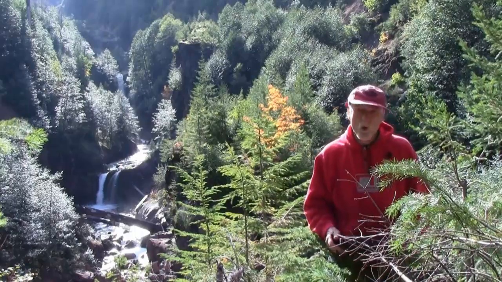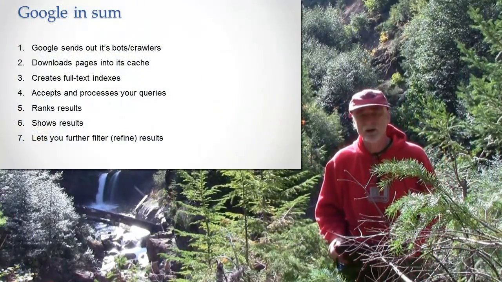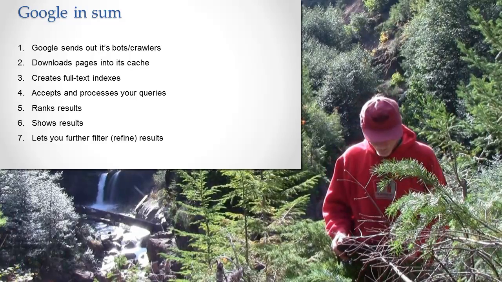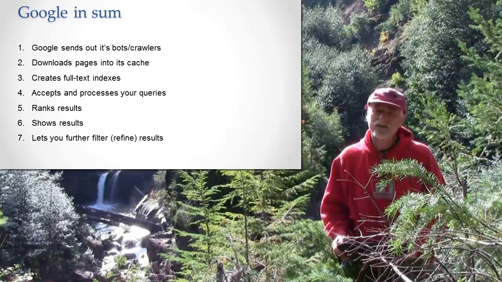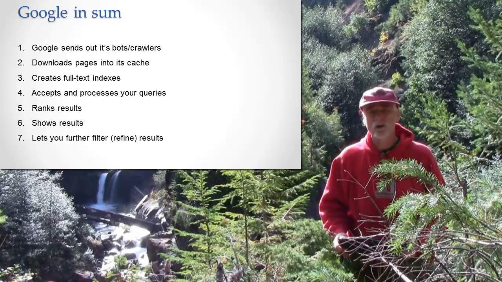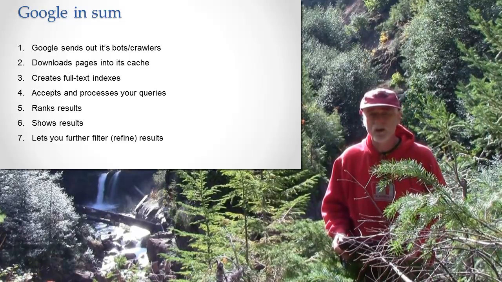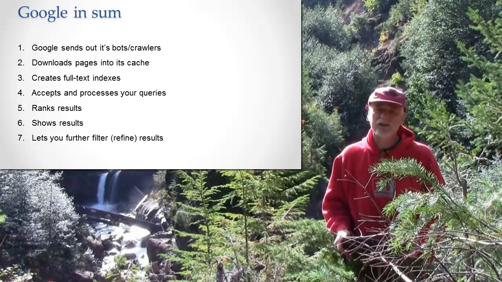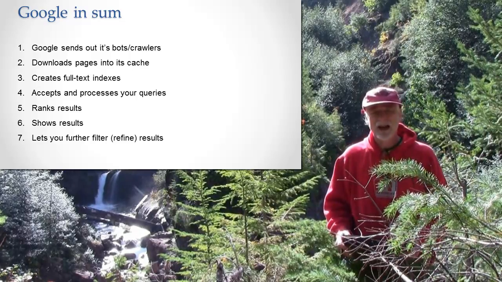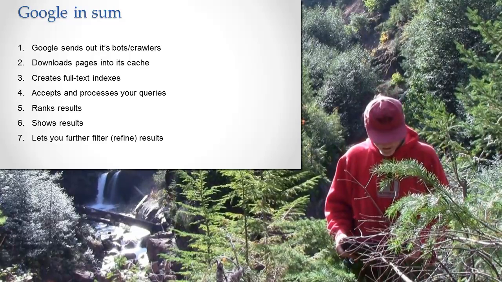Okay, we're through Google search. Let me summarize the entire subject matter quickly and give you some of the main points that we talked about. Step number one: Google sends out its bots, its crawlers, all over the web that it knows about. Google doesn't see the entire web, but it sees a decent chunk of it. It goes to the main sites, it spiders out from those main sites, and it finds a good portion of what's on the web, and it downloads it into its cache.